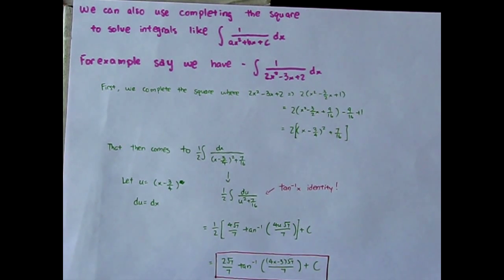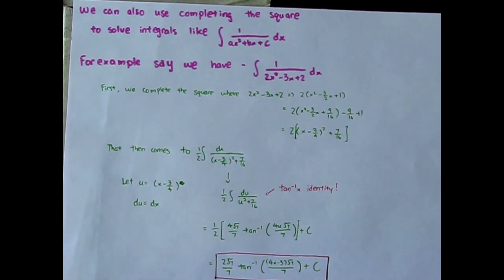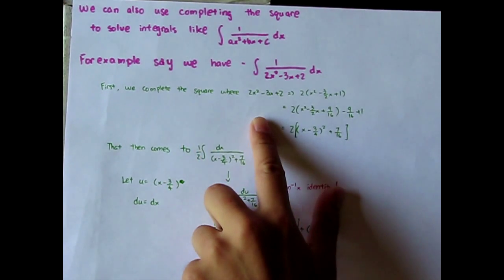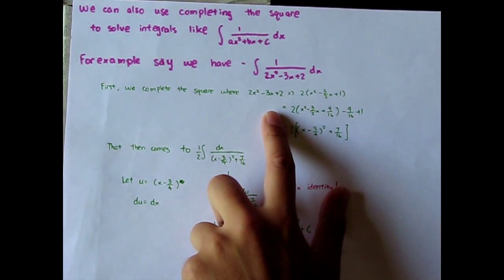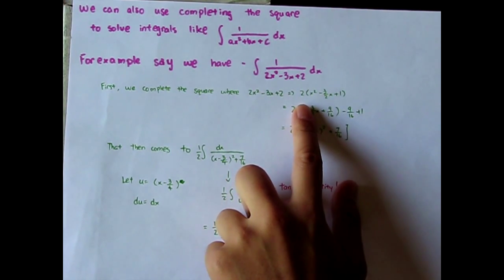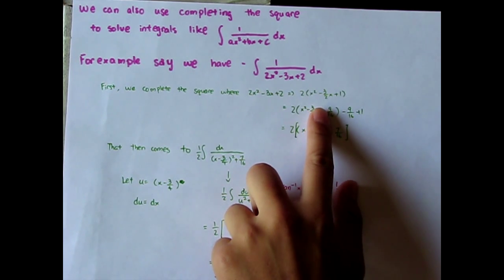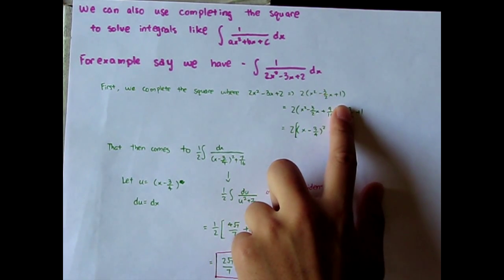We can also use completing the square to solve integrals like the integral of 1 over ax squared plus bx plus c dx. For example, say we have the integral of 1 over 2x squared minus 3x plus 2 dx. First, we complete the square, where 2x squared minus 3x plus 2 is equal to 2 times the quantity x squared minus 3 over 2x plus 1.